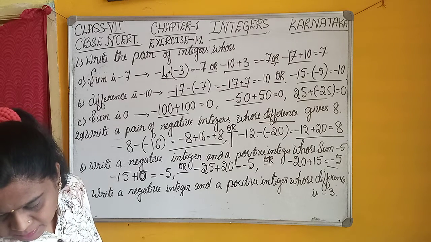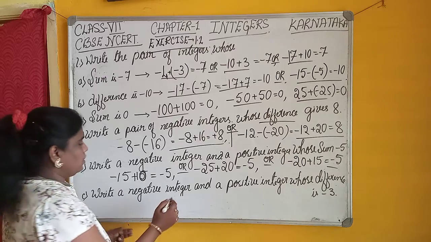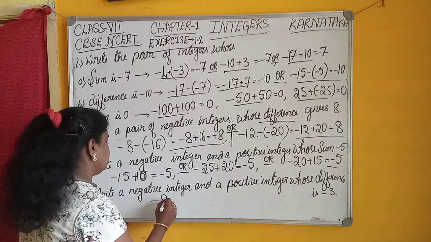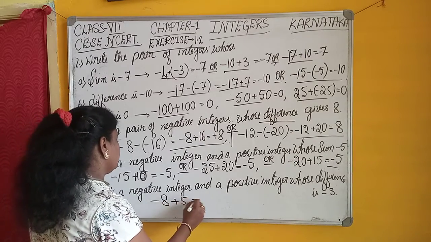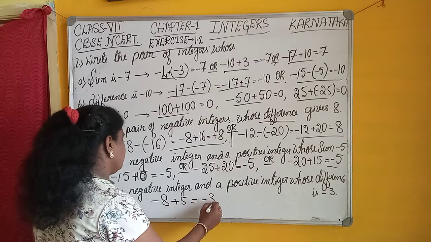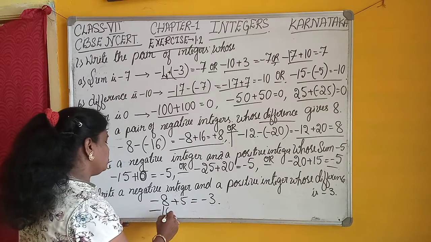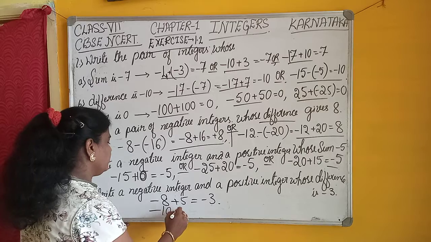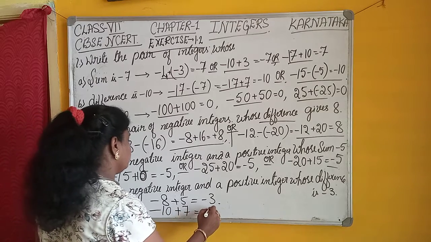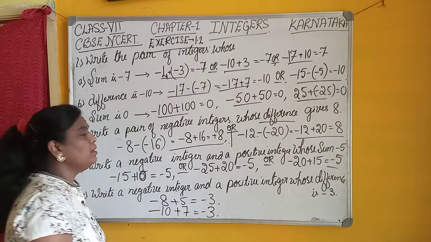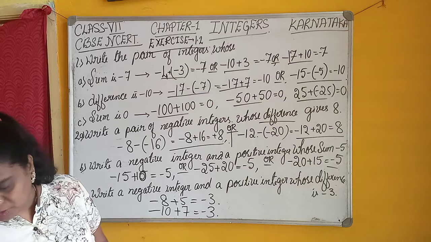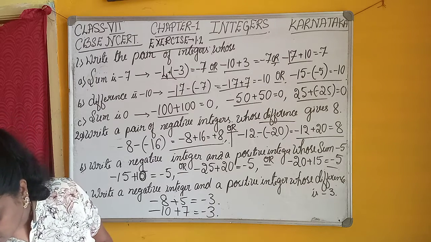Minus 8 and plus 7 is equals to, here we can write minus 8 and plus 5, that is equals to minus 3. Like that, minus 10 plus 7 is equals to minus 3. Here we can write. Let us move on to the next question, the third one.